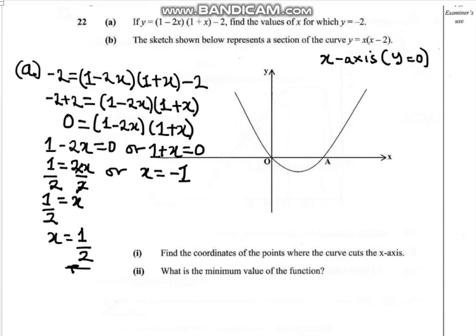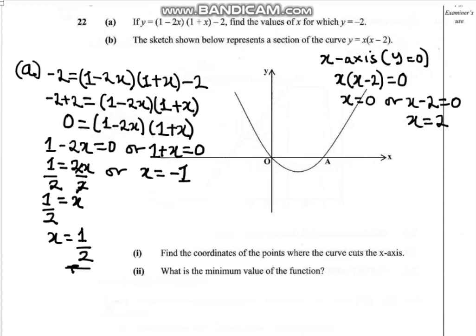For that, we're going to use the equation given, y equals x(x minus 2), and we equate x(x minus 2) to 0, because y is 0. This means x is multiplying with x minus 2. When we have expressions multiplying, we can equate each of them to 0 to find the value of x. So x is equal to 0 in this case, or x minus 2 equal to 0, which gives x equal to 2.